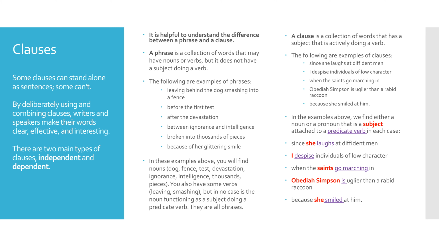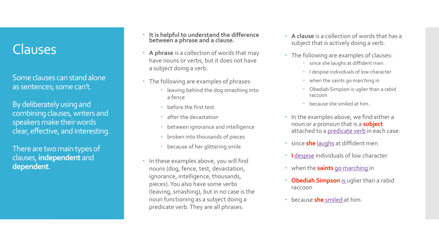Clauses. Some clauses can stand alone as sentences and some can't. By deliberately using and combining clauses, writers and speakers make their words clear, effective, and interesting. There are 2 main types of clauses, independent and dependent. It is helpful to understand the difference between a phrase and a clause too. So before I even jump into the clauses, let's talk about that. So I'm taking a step backwards.